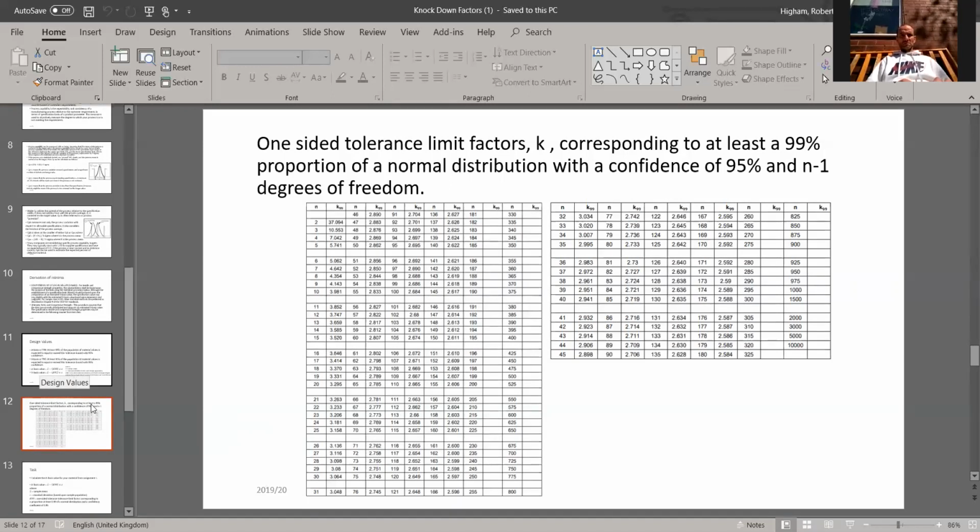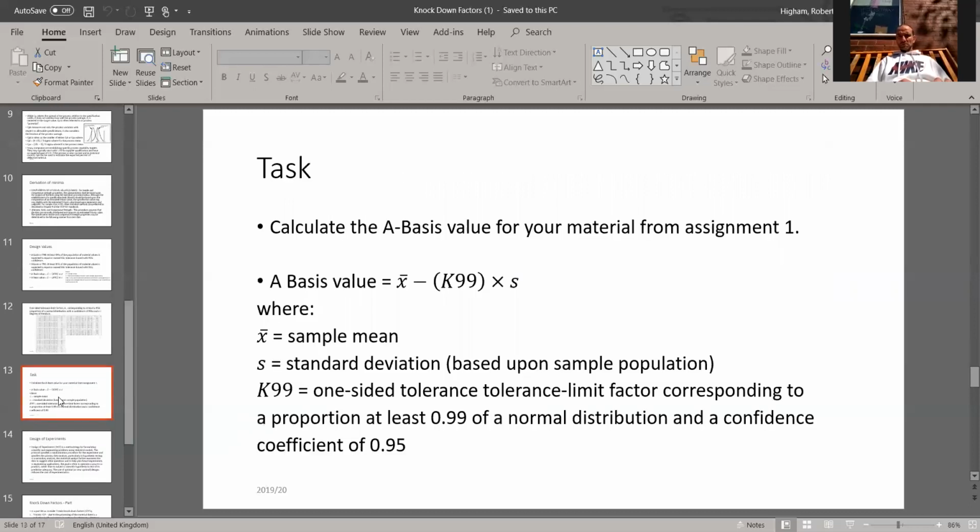So what I'm going to leave you to do at the end, we'll come back to that, but using your assignment 1 data, I'd like you to dig that out if you can. You've already got the mean, so then using this table, the K99 value for your quantity of data points multiplied by the standard deviation, what is the actual A basis value? The A basis value should be pretty easily calculatable from the data that you've got, and that'll be interesting to see.